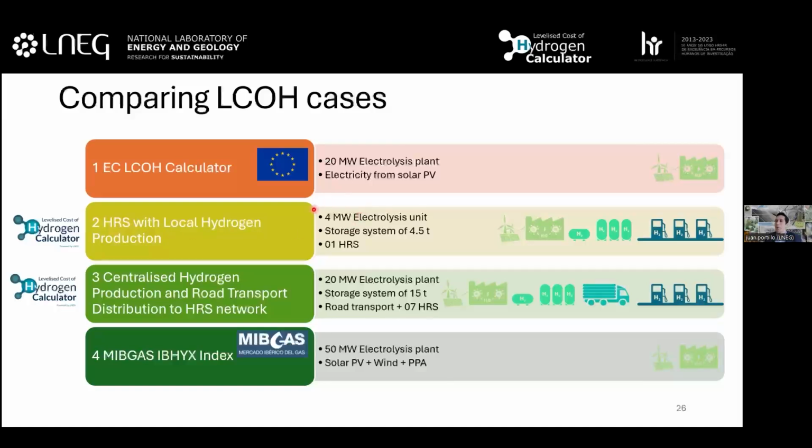The second case includes a local production and distribution network of units of hydrogen refueling stations. So a production unit of hydrogen of 4 megawatts of electrolysis is linked close by to a storage system of 4.5 tons, and it is delivered to one hydrogen refueling station, and everything is in the same concentrated area.